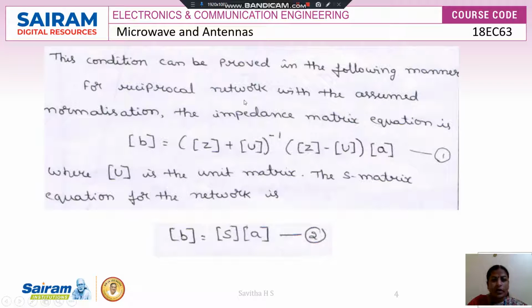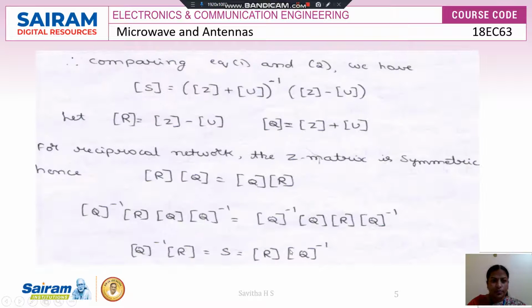For a reciprocal network with the assumed normalization, the impedance matrix equation is given by B is equal to (Z plus U) transpose into (Z minus U) into A. This is the reflected wave, this is the incident wave, and this is the impedance matrix, where U is the unit matrix. I am calling this expression 1. The S matrix equation for the network is given by B is equal to S into A. I am calling this expression 2. Comparing equations 1 and 2, we have S is equal to (Z plus U) transpose and (Z minus U).